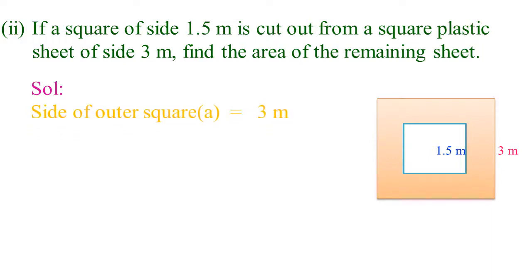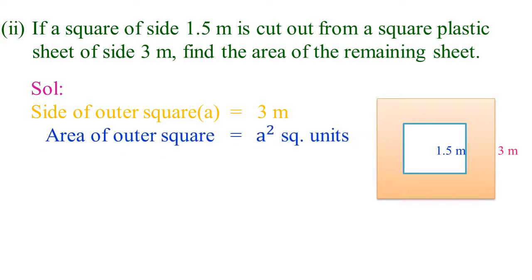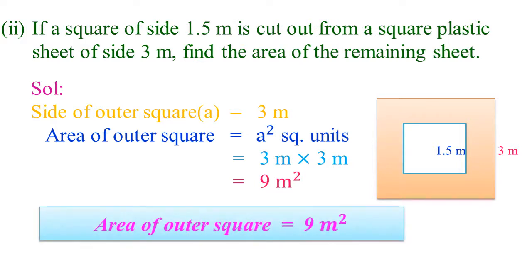Let us find the solution. Side of outer square A is 3 meter. So now find the area of the remaining sheet. Area of the square formula: A squared square units. Now we have to find the area of the outer square. Area of the outer square equals A squared square units. Side 3 meter, so substitute the values. A squared means 3 meter into 3 meter. 3 3s are 9 meter squared. Area of the outer square is 9 meter squared.